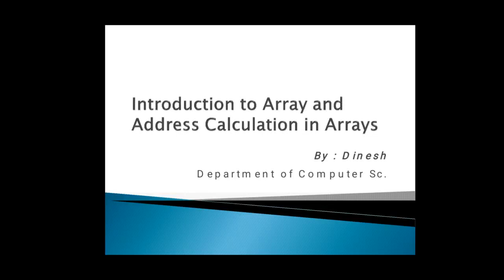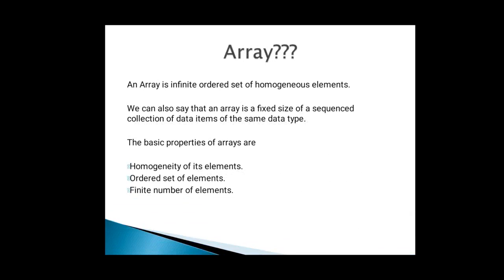Today the topic of our discussion is Introduction to Array and Address Calculation in Arrays. First we will define array. An array is a finite ordered set of homogeneous elements. We can also say that an array is a fixed size sequenced collection of data elements of the same data type. Basic properties of arrays are homogeneity of its elements, ordered set of elements, and finite number of elements.